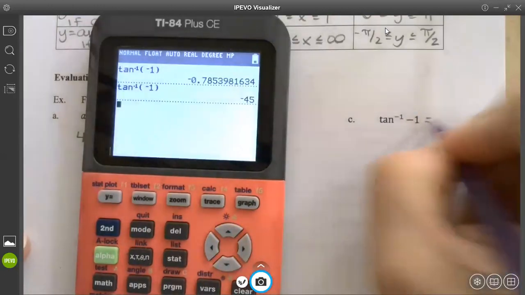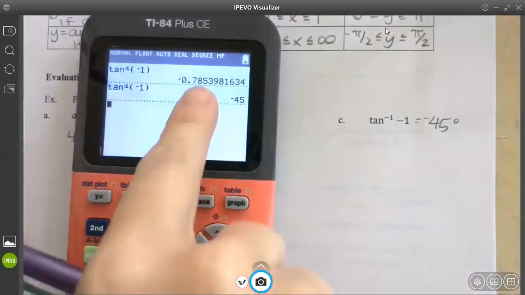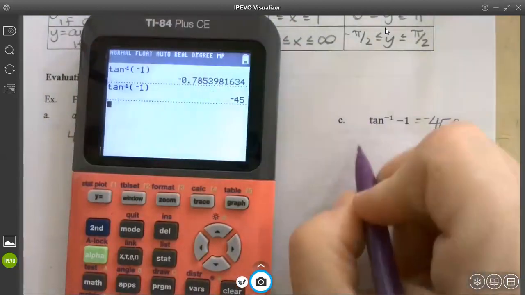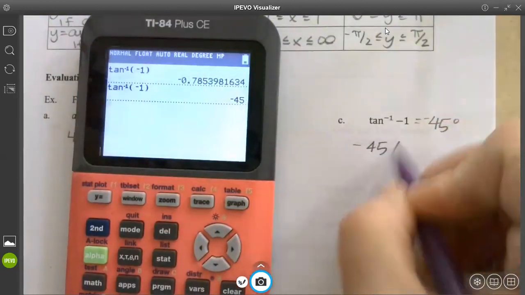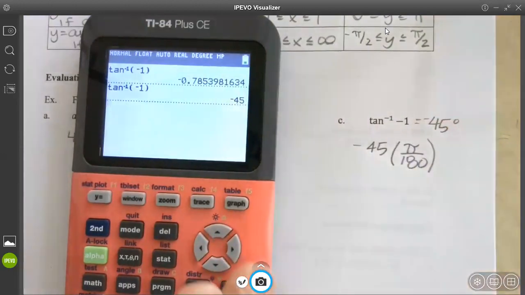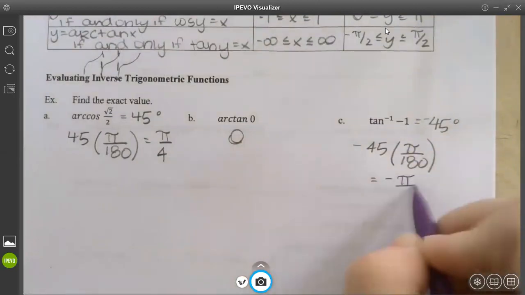So this equals -45 degrees, but I want it in radians. This is the radians, but it's not in terms of pi. So how do we get it in terms of pi? Times it by pi over 180. And we already did this. What's it going to be? -pi over 4.